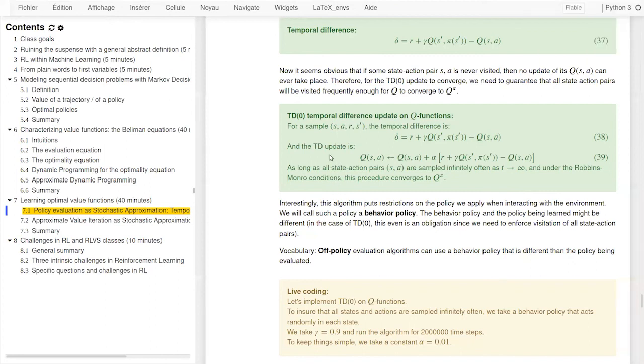Okay, so there are different types of questions actually. There are questions about references, and questions about understanding things. So maybe the understanding question at the top first. When max of Q of S prime, A prime is applied in the update, we converge to Q star no matter what the behavior policy. But what if we apply some other F of Q of S prime, A prime instead of the max?